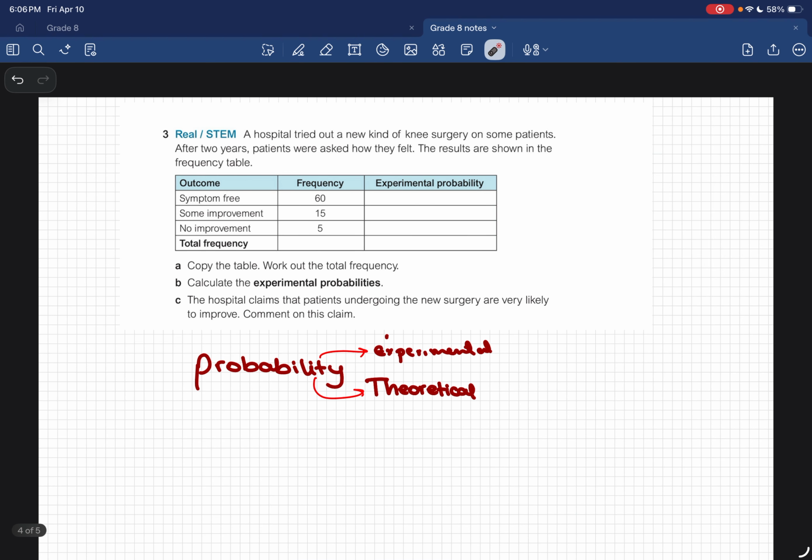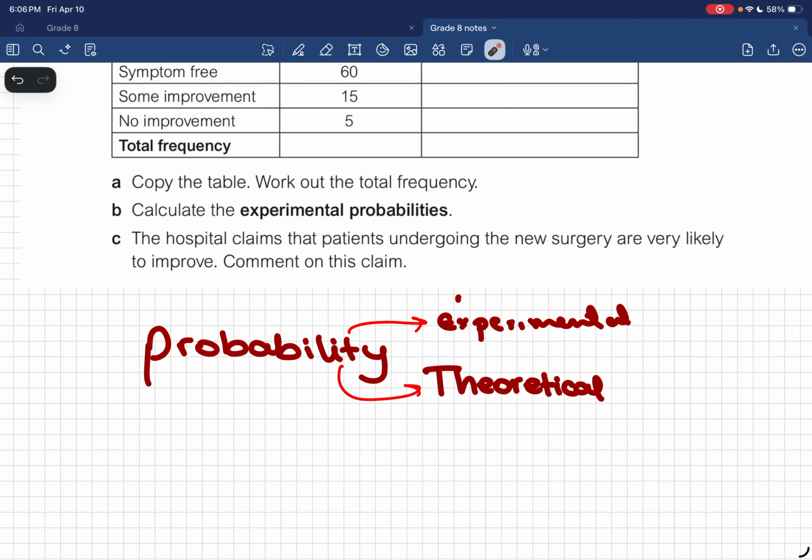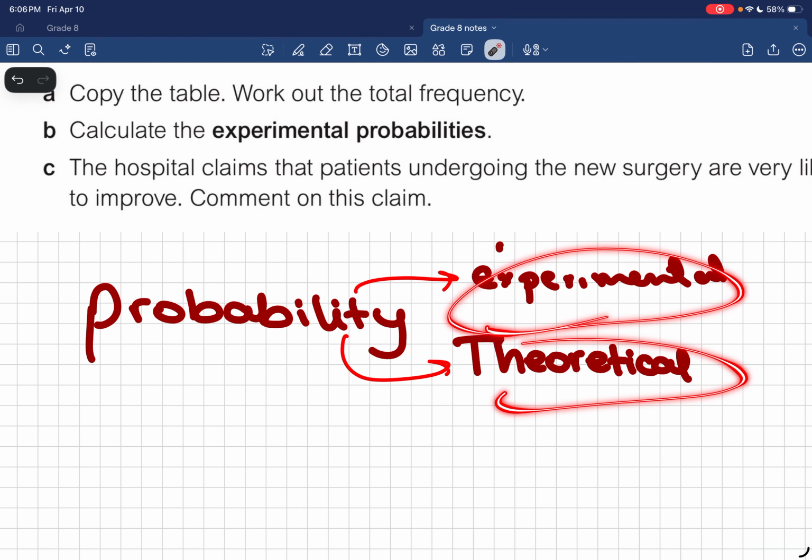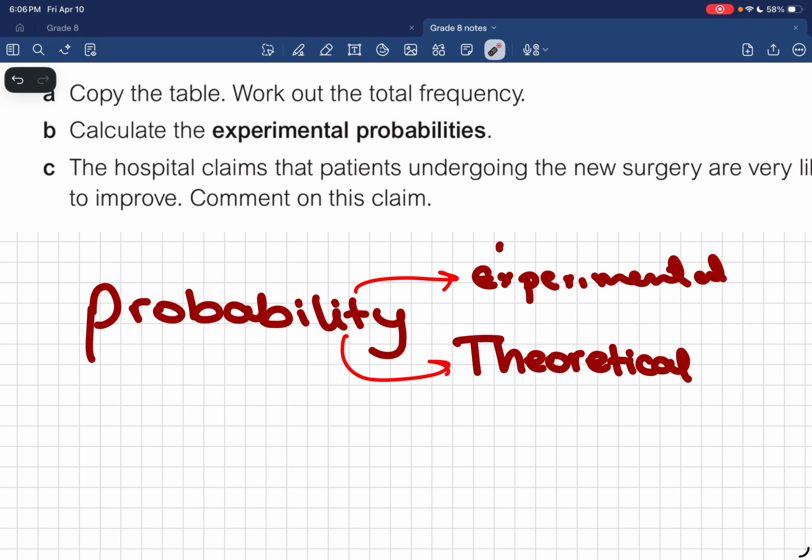Starting off with probability, we have two types of probabilities: experimental and theoretical. The theoretical probability is not based on examples or experiments or tests. But with experimental, we have the original data, so we have a more accurate value than with the theoretical. Today's example is going to be about experimental.